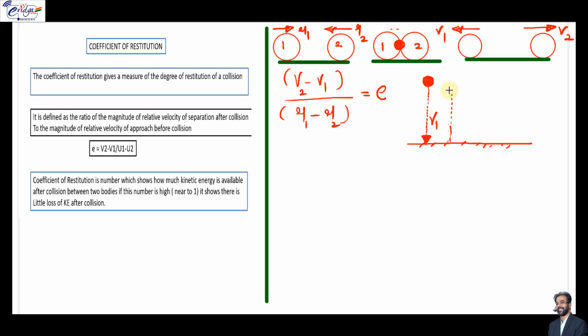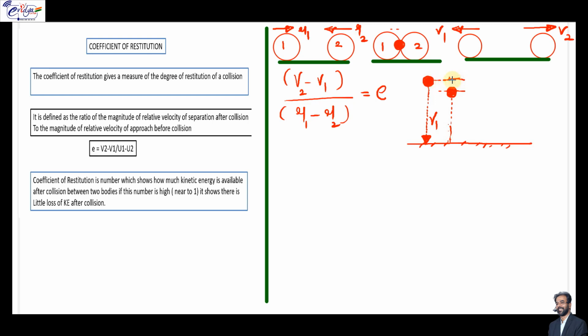Have you observed that after one bounce, the ball generally does not go up to this height? The reason is there is a loss in kinetic energy. If the loss is little, it gains a height very near to the maximum height. So coefficient of restitution plays a role in this. If the coefficient of restitution is very high, the body is able to gain a height near to its original height.